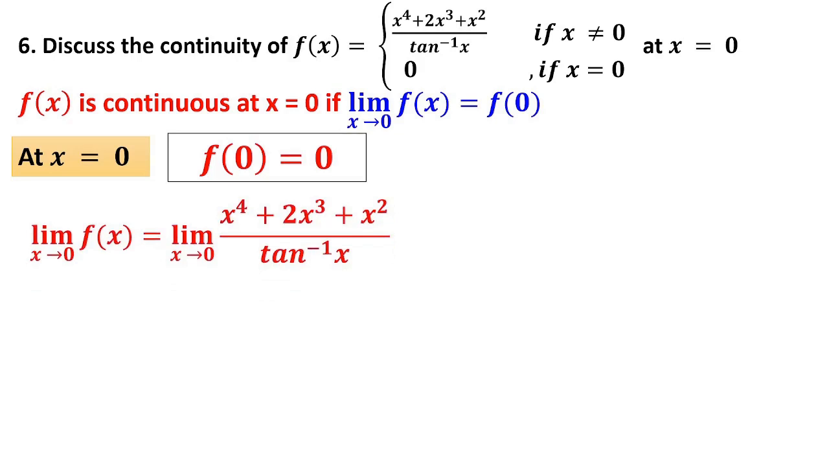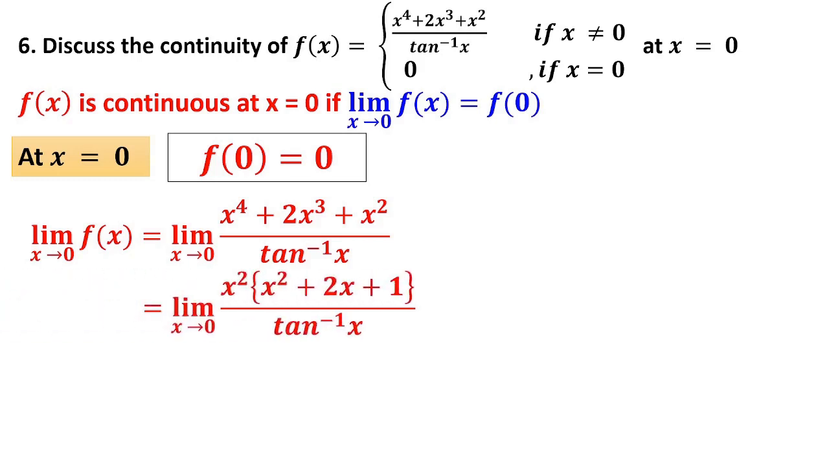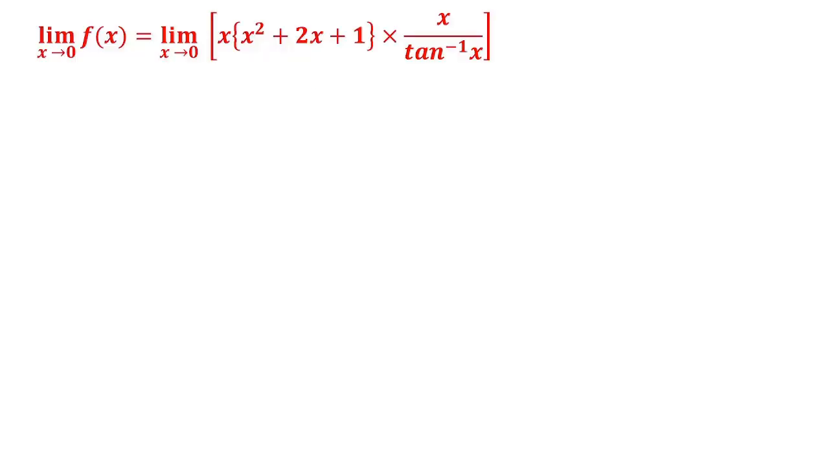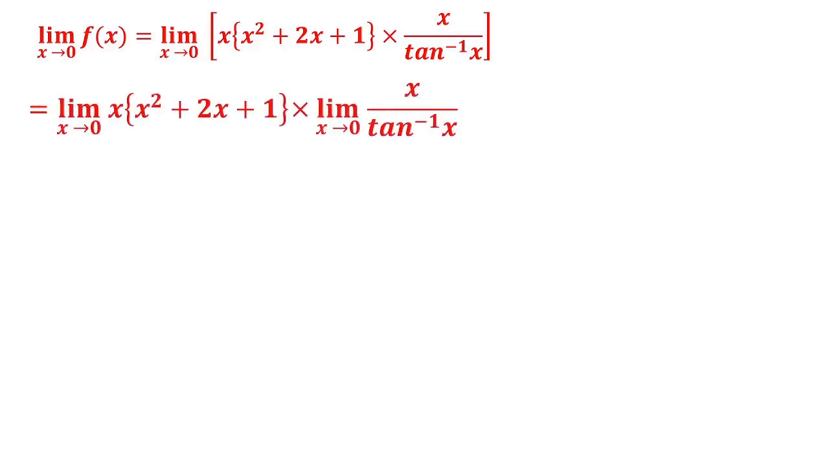Limit x goes to 0, x power 4 plus 2x cube plus x square. From the numerator, x square can be taken outside. Now I have to split it into two standard limits. This is the way to do it. By taking x square outside, x square plus 2x plus 1 multiplied by x square by tan inverse x. x square is written as x into x. I am getting two limits now. The first limit is x into x square plus 2x plus 1, a normal limit. The second one is to be converted into a standard limit.